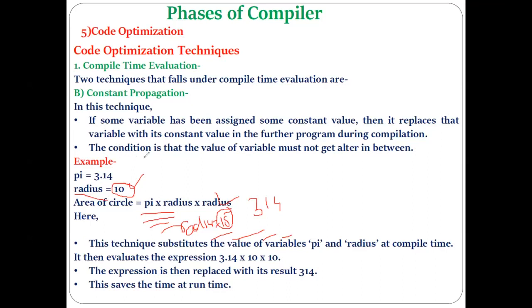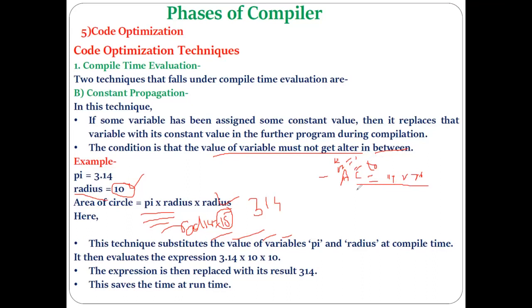The condition is that the value of the variable must not get altered in between. In between in the sense, suppose you have written this formula of area of circle. Here you have declared pi as 3.14, here we have declared the radius equal to 10, and here you have written the formula area of circle equal to pi into r into r. Now here this 3.14 and this value of radius will be utilized.